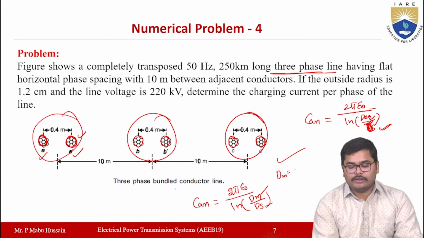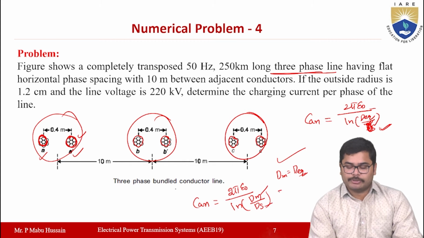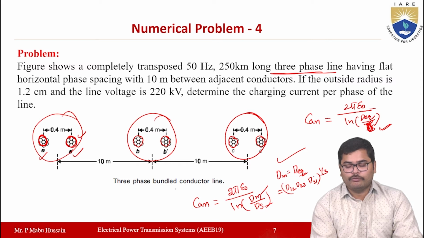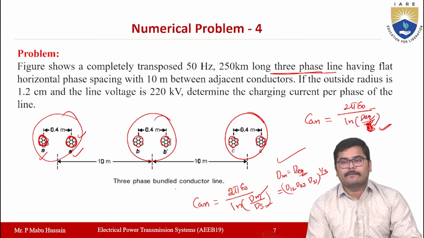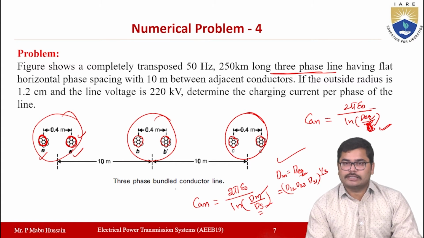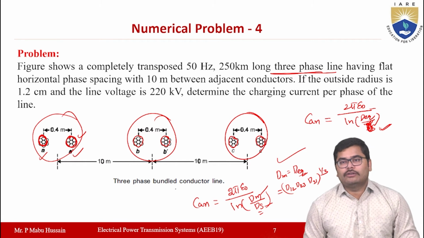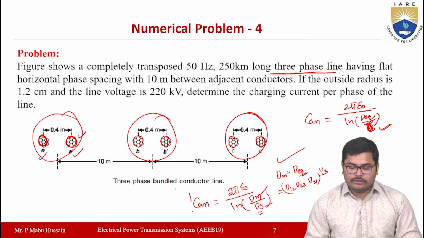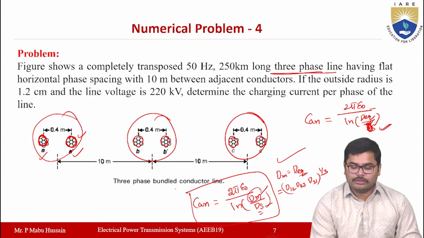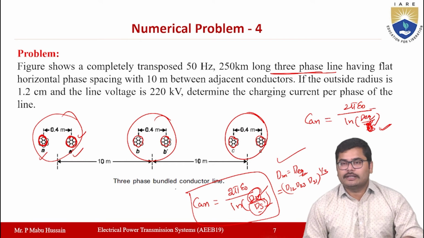And this dm value you can also call D equivalent, which is nothing but the equivalent equilateral spacing, and that value will be equal to (D12 D23 D31) whole to the power of 1 by 3. And ds you have to calculate for a 2-conductor bundle configuration. So let us see how we can determine the capacitance of this type of transmission line. For the capacitance, you need to find out dm and ds here: how you can determine dm, and how you can determine ds.